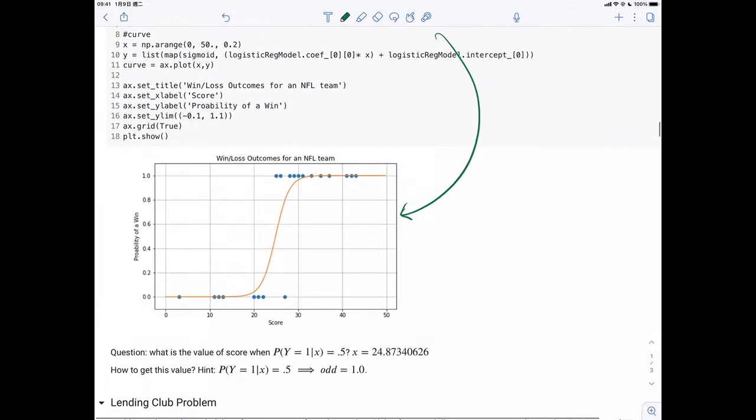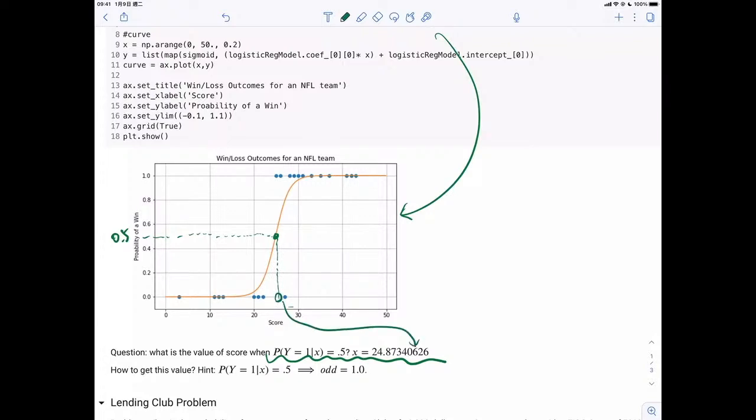Okay, so we can even calculate values like this. So we can find, okay, what is the probability of win? It's 0.5. So the actual data point right here, we can know that is a 24.8 score. So if you score 24.8 points, you have a chance to win the game.